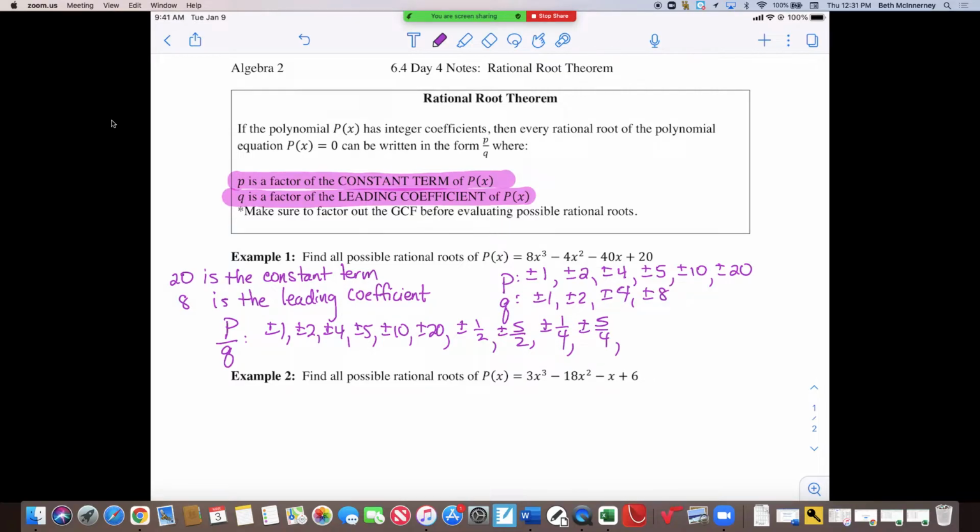Okay, now we're going to go through and do it all over 8. Do I have 1 over 8? No, so we've got to add that one.